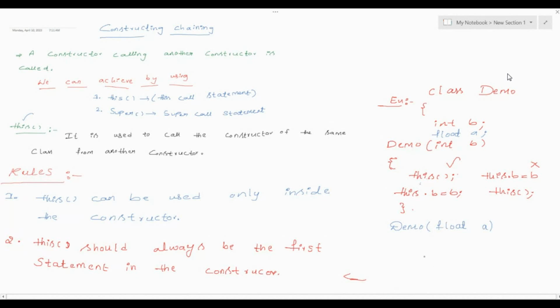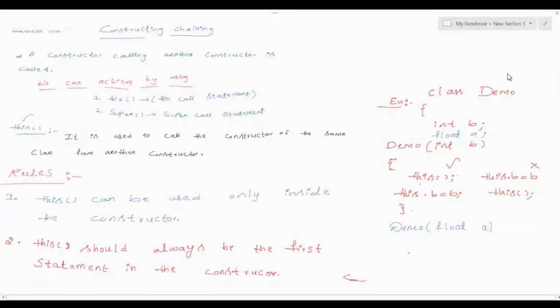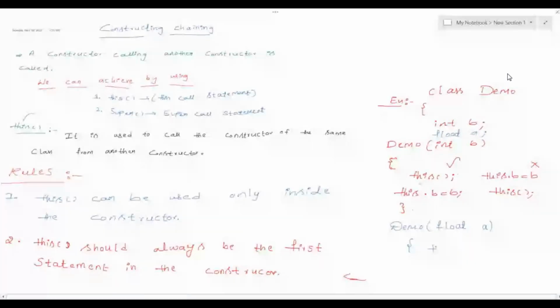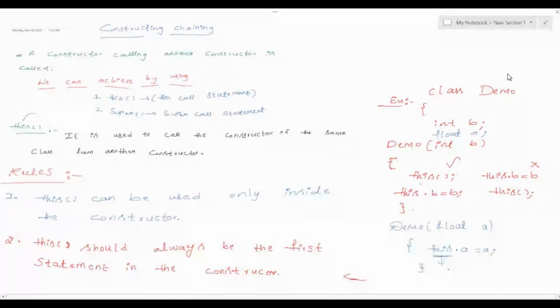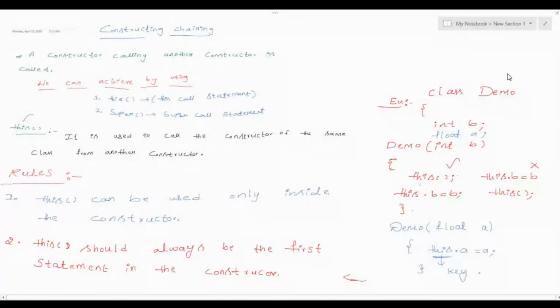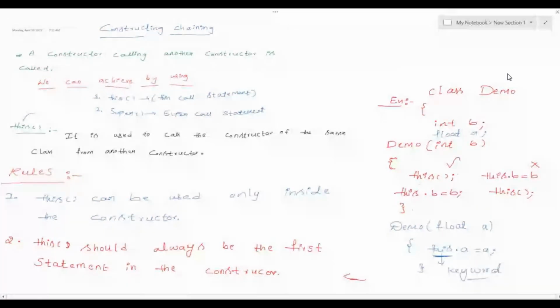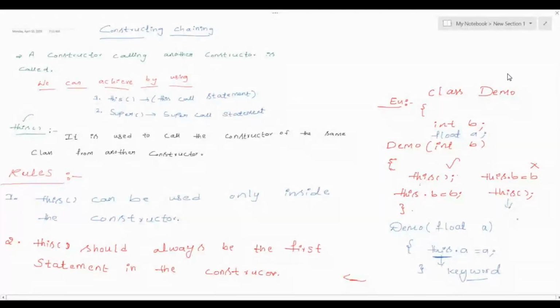Again, how will you initialize here? This dot a equals a. Every time we have to call the constructor. This without arguments is not a constructor. This keyword, this is a keyword. You are initializing. This is a call statement. There is a difference.